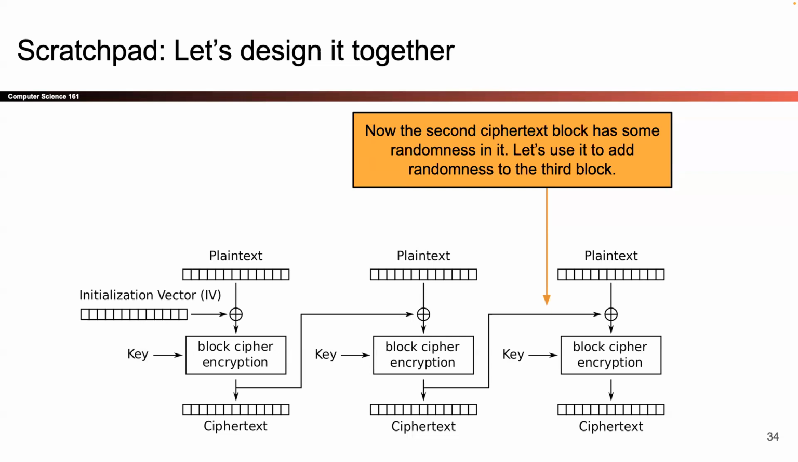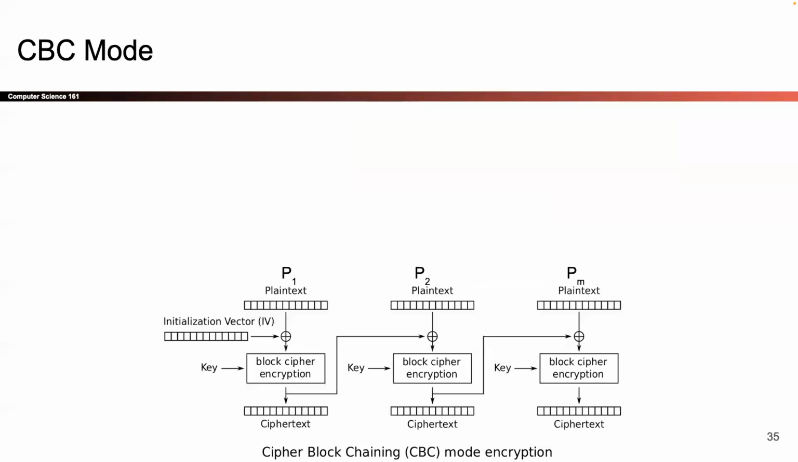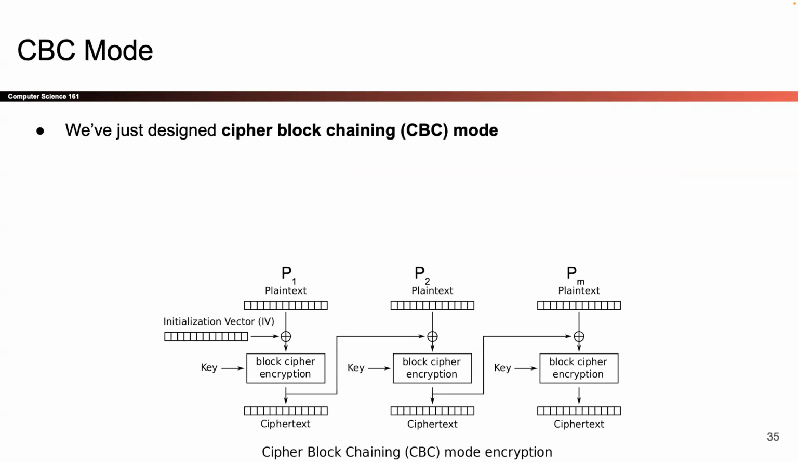I haven't told you that it works yet, but it looks like at least some way to introduce randomness. Okay. So it turns out we invented something new. That's great. So we invented something called CBC mode, which stands for Cipher Block Chaining. You don't have to remember what it stands for, but the chaining comes from the fact that I'm chaining all these blocks together. And so that's nice.